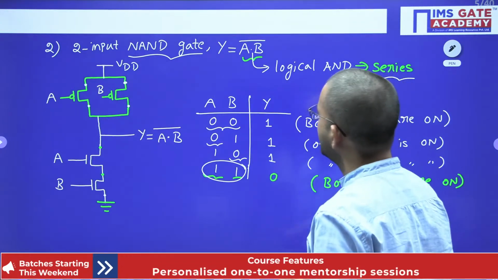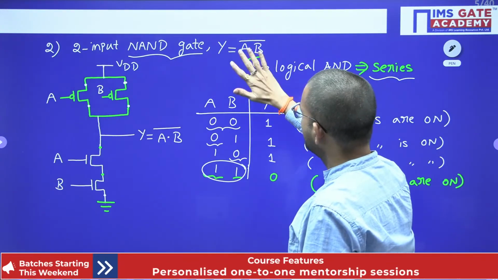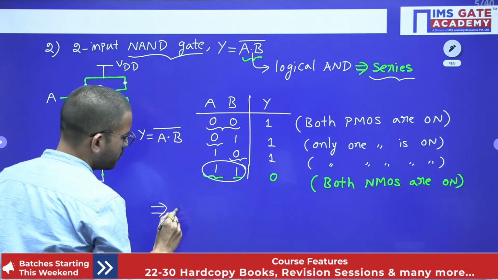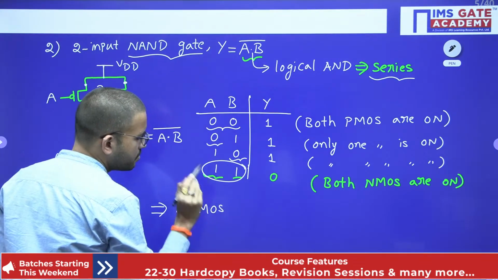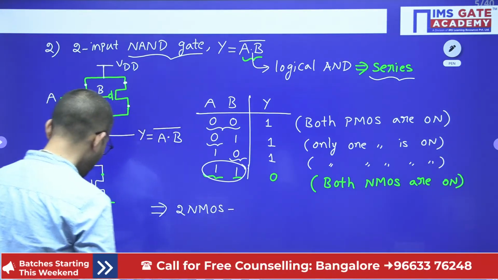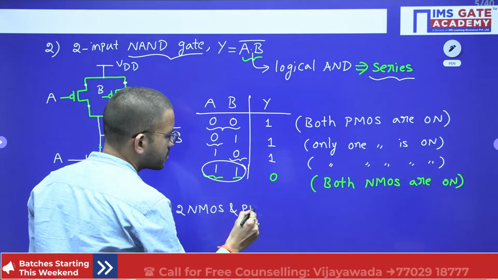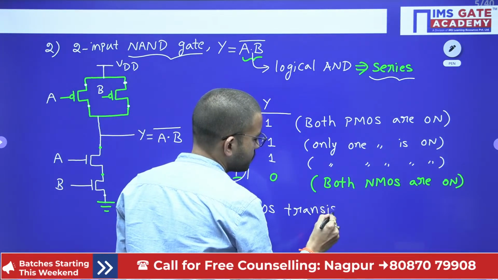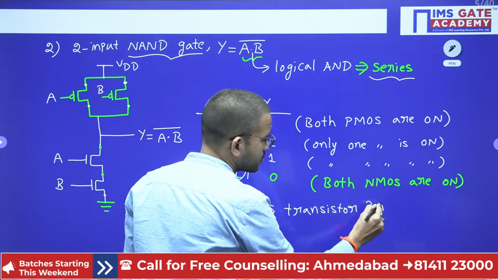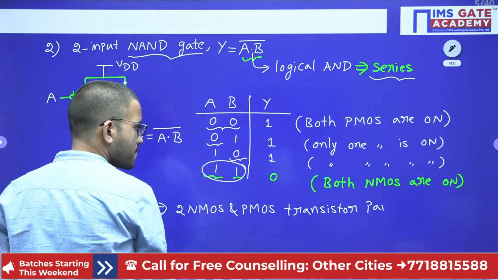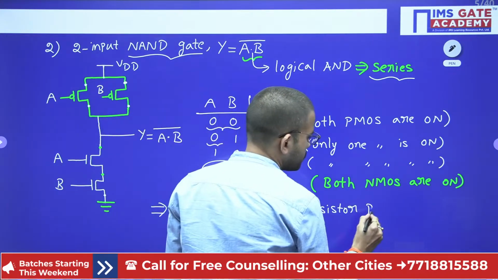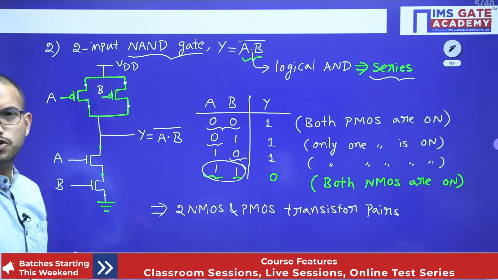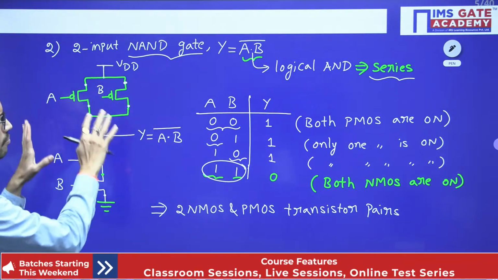But for easy understanding, just by observing the expression you can directly say, because here you have two variables, that means you require two NMOS transistors and two PMOS transistors. Together we will call it two NMOS and PMOS transistor pairs. We require two NMOS and PMOS transistor pairs for implementing a two input NAND gate. So now we have implemented the two input NAND gate.